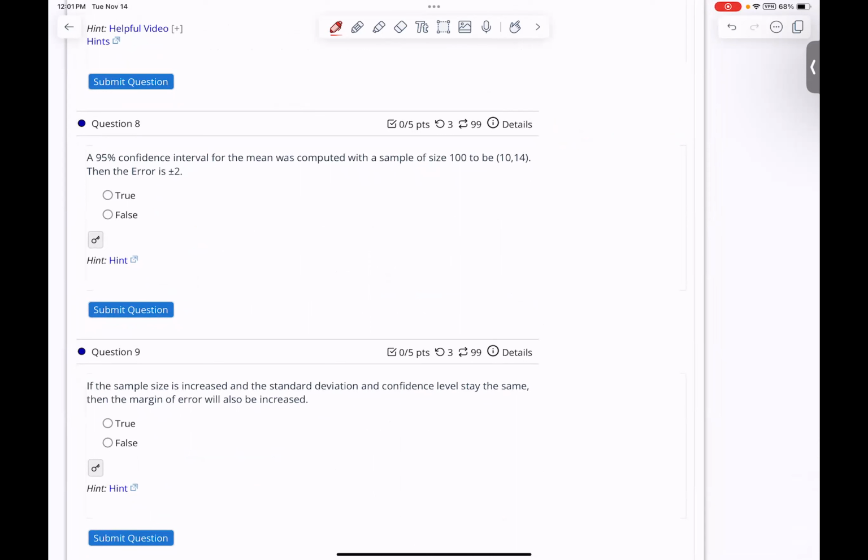Okay, let's get some easy ones in here. Problem 8. A 95% confidence interval for the mean was computed with a sample size of 100 to be 10 to 14. Then the error is plus or minus 2. And that is true.